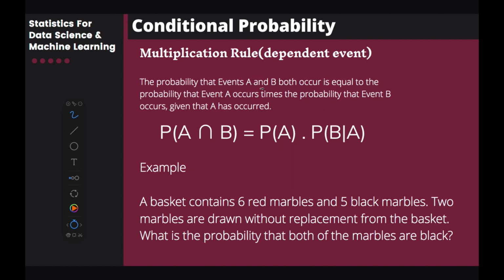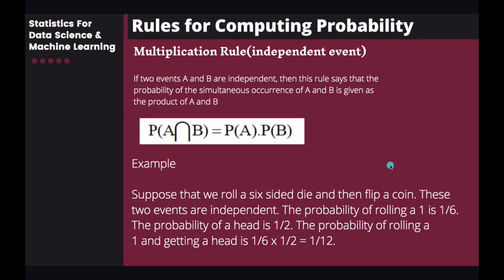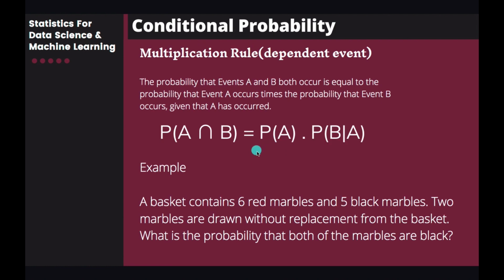So if you see this one here, we are saying the probability that events A and B both occur is equal to the probability that event A occurs times the probability that event B occurs, given that A has already occurred. If you see the one that we were dealing with earlier on, the probability of A and B happening is just the probability of A multiplied by the probability of B. But in this case, B is conditional on A having already happened.